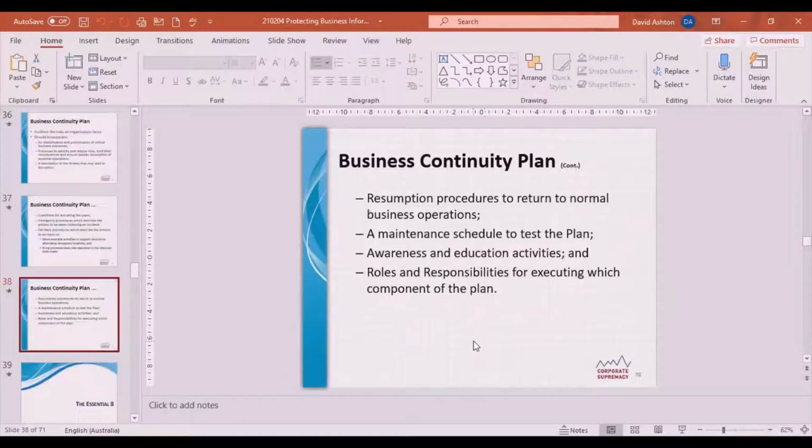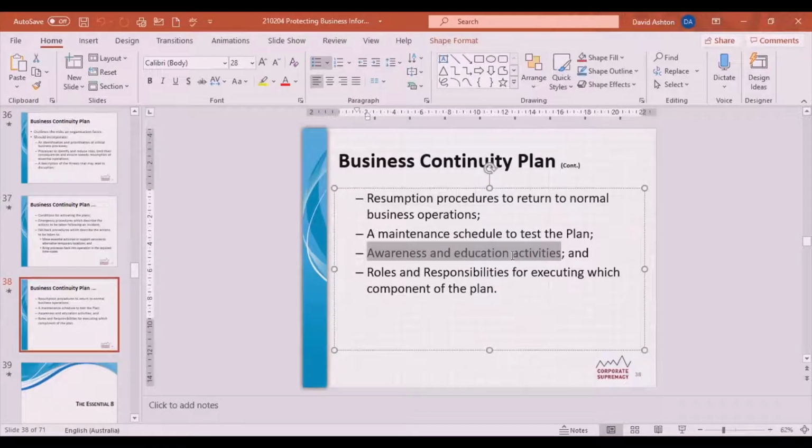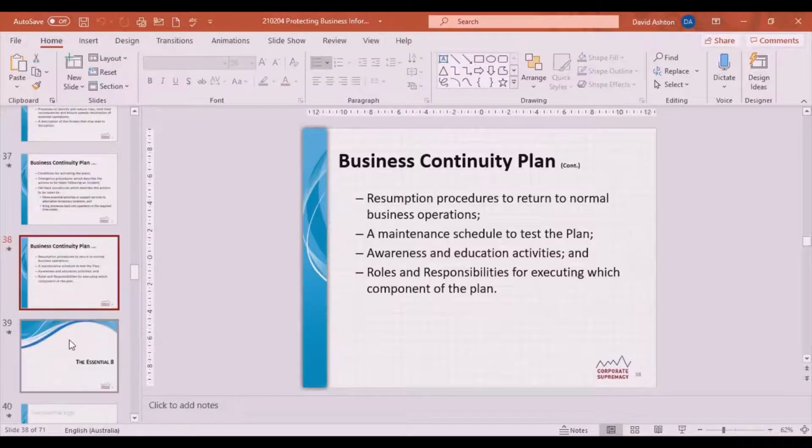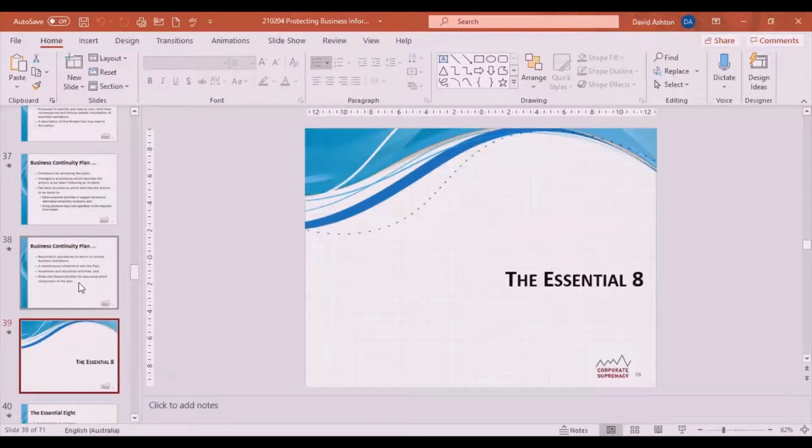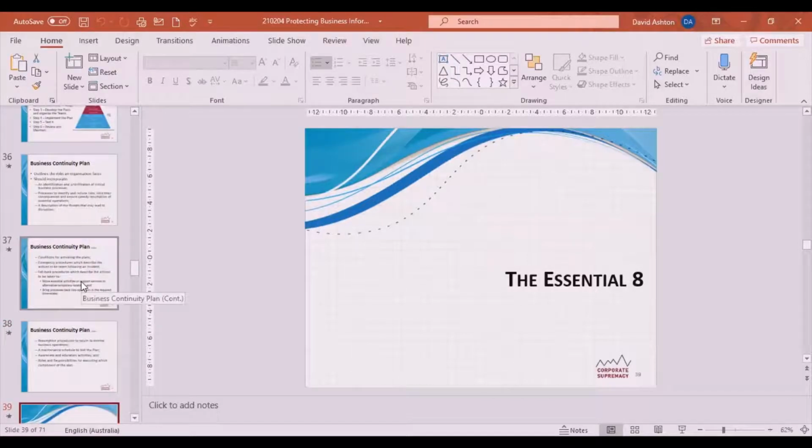So resumption procedures, a maintenance schedule to test the plan, awareness and education. It's very important to bring your staff on board with it all. Outline in the plan the roles and responsibilities of key personnel who are going to be responsible for implementing it. So that's business continuity. Essentially it's about identifying risks to your day-to-day operations, and putting in place measures, both preventative and reactive, to ensure that no matter what the circumstances, you can continue to deliver your goods and services to your client.